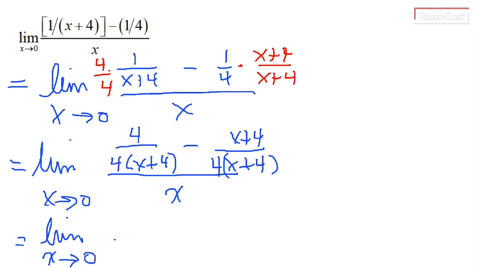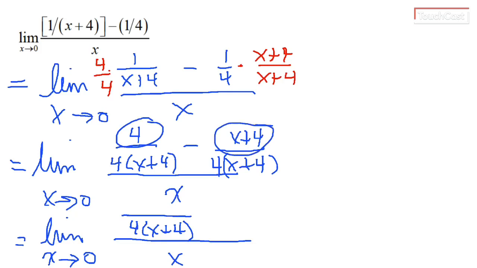This is going to be the limit as x goes to 0. I still have an x in the denominator, but up here I have 4 times x plus 4 as my denominator, and up here I'm just going to combine these guys. Be very careful. This is one of the most common errors in calculus. You must distribute that subtraction sign. This is going to be 4 minus x minus 4. So that's 4, take away x, take away 4. Simplifies to negative x.